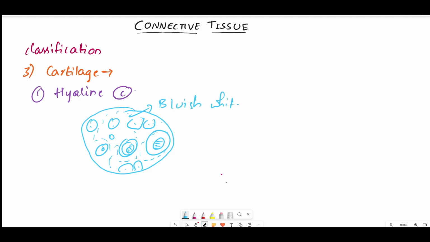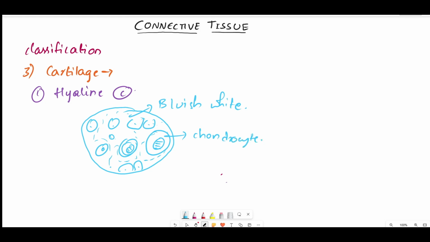It is called the bluish white tissue. It is useful and it forms a part of the larynx, bronchi, and trachea. Inside it we also have some chondrocytes. So these structures we will be calling the chondrocytes.